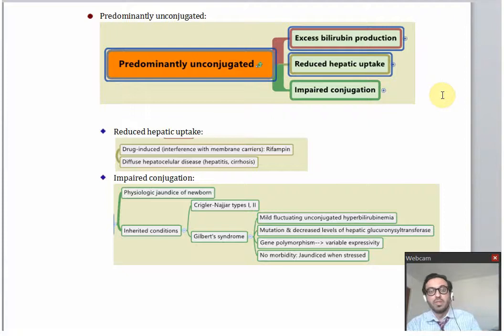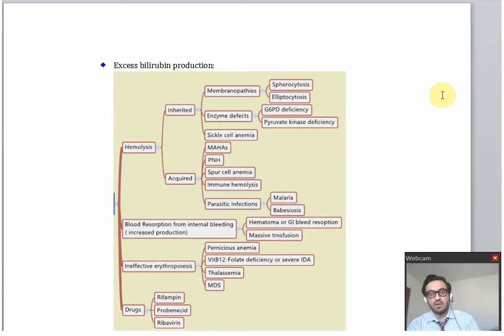What are the conditions associated with impaired conjugation? Two famous inherited conditions of unconjugated hyperbilirubinemia are Crigler-Najjar types 1 and 2 plus Gilbert, and the other is physiologic jaundice of the newborn. That said, we now have finally the most important category of unconjugated hyperbilirubinemia, and that is the category associated with excess bilirubin production.